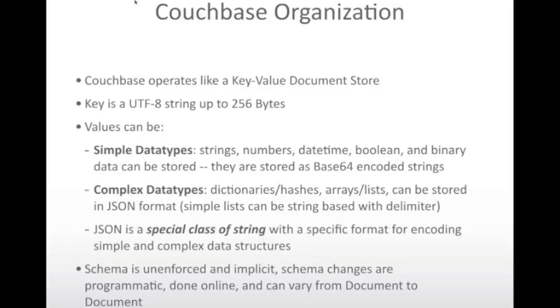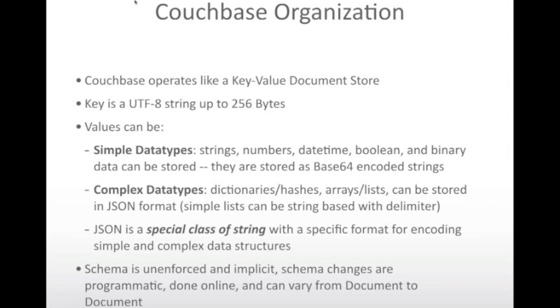Thank you. So Couchbase is organized like a key value store. It is a document database, and it's organized like a key value store, similar to a hash table or a dictionary. Each key is a string up to 256 bytes, completely up to the application programmer as to what the keys are. The values can be simple data types, all the things that you would expect: strings, numbers, datetime, booleans.